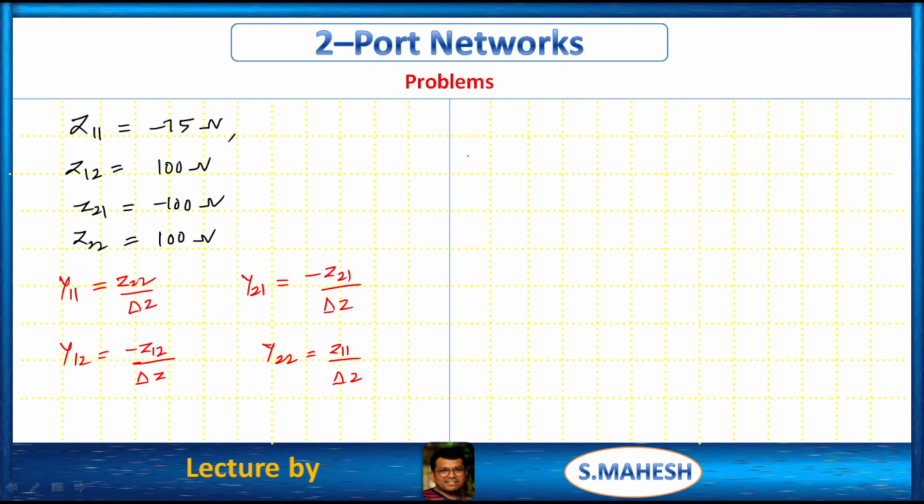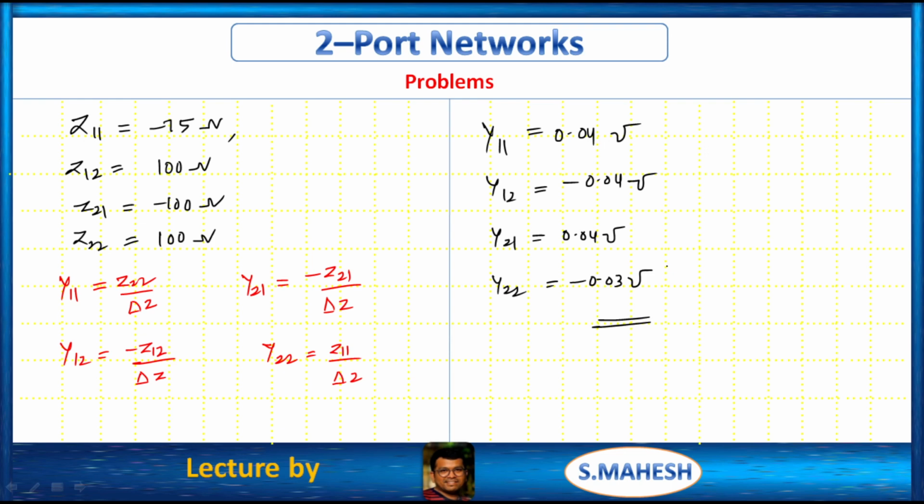From this we have Y11 equal to 0.04, Y12 minus 0.04, Y21 we have 0.04, Y22 we have minus 0.03. So these are the Y parameter representations.